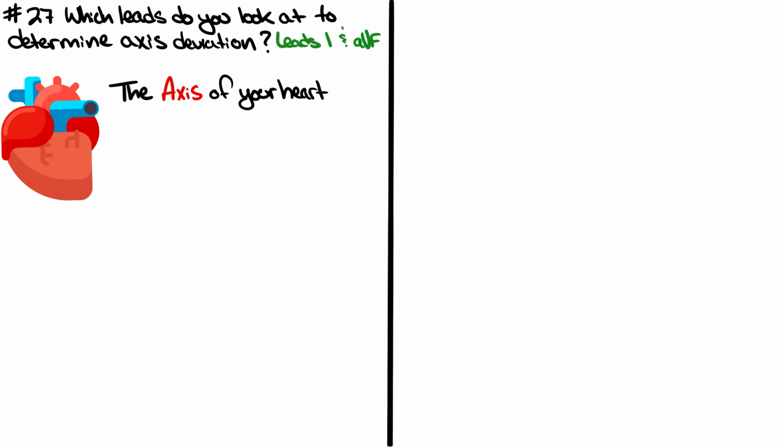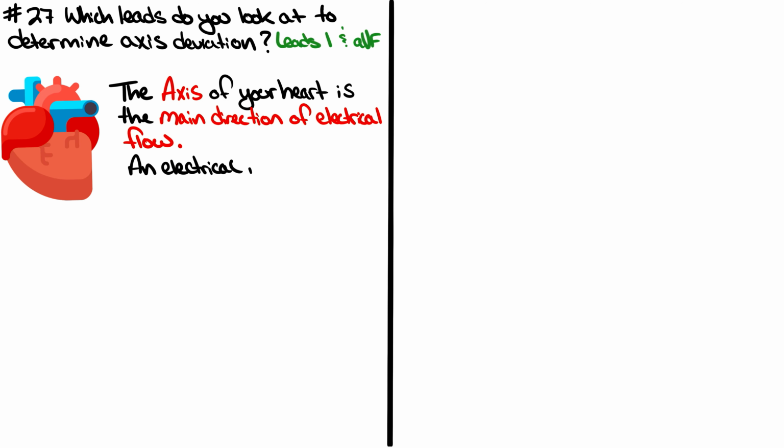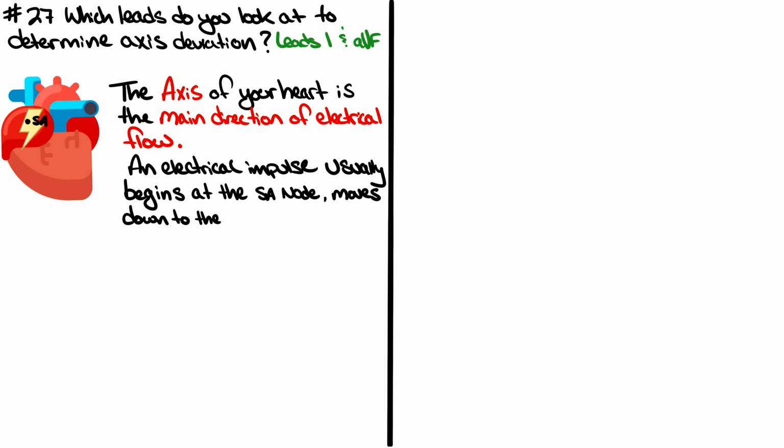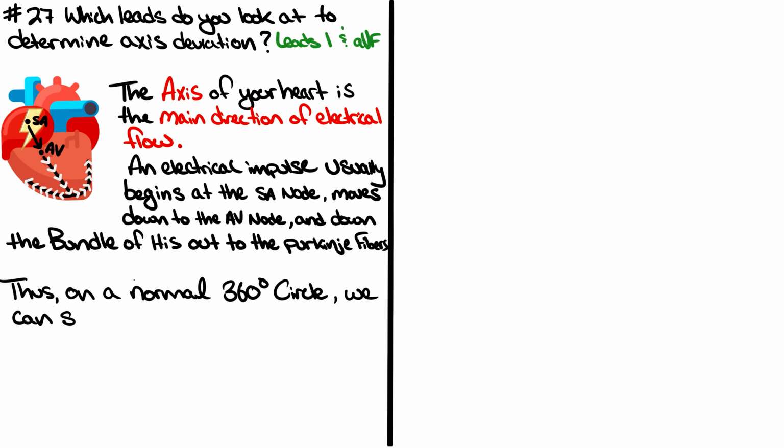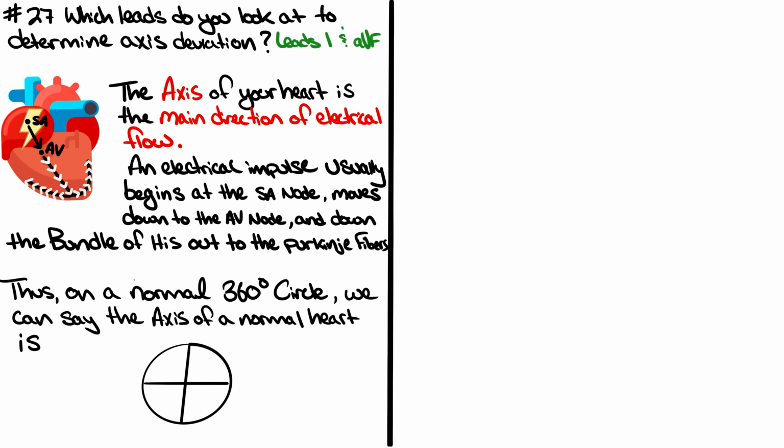Axis of your heart is the main direction of electrical flow. An electrical impulse usually begins at the SA node, moves down to the AV node, and down the bundle of His and out to the Purkinje fibers. Thus, on a normal 360-degree circle, we can say that the axis of a normal heart is approximately 135 degrees.